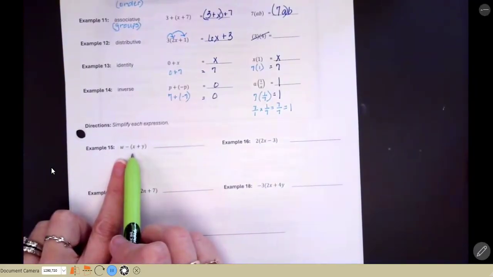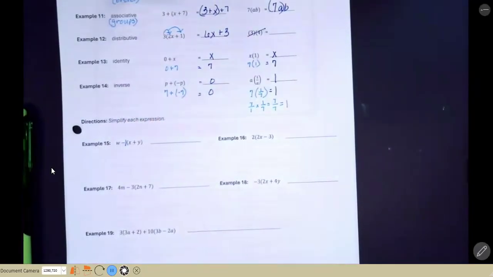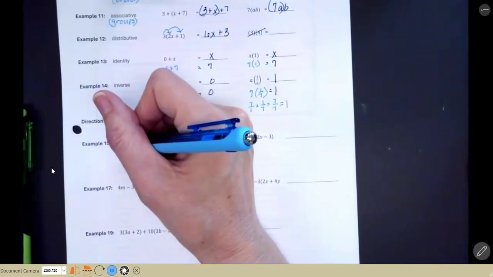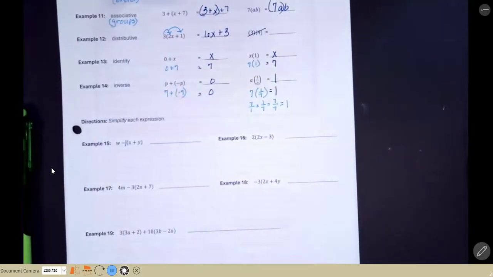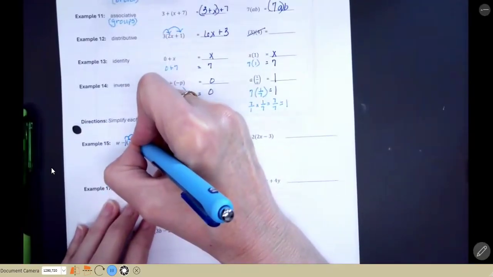So if we simplify this right here, there is a negative 1 right here in front of the parenthesis, okay? We're going to have to use the distributive property to distribute that negative 1. We're not distributing the W because whenever you distribute, you distribute the term that's right in front of the parentheses. The W isn't in front of the parentheses. The negative is. And so anytime you see a negative, it's just a negative 1. So we're going to distribute the negative here.